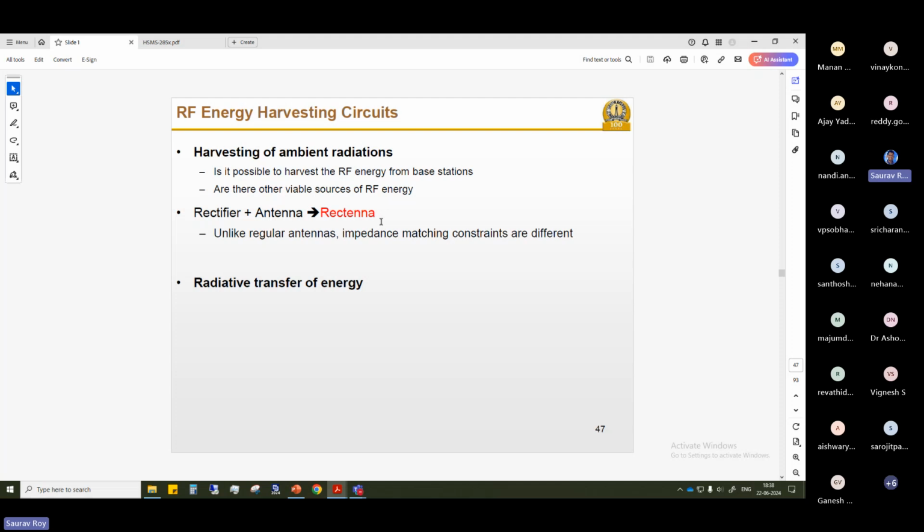Mainly what is required is a rectifier plus antenna together. Commonly people call them together a rectenna. So this is a rectenna circuit. Generally they provide all of them together, rectifier plus antenna. We'll see why these different things are required. You have requirements in terms of the antenna as well as impedance matching. We need a radiative transfer of energy in the case of wireless power transfer. Energy will not be transferred through a cable, it will be transmitted, and at the other end there should be hardware which can harvest that energy.